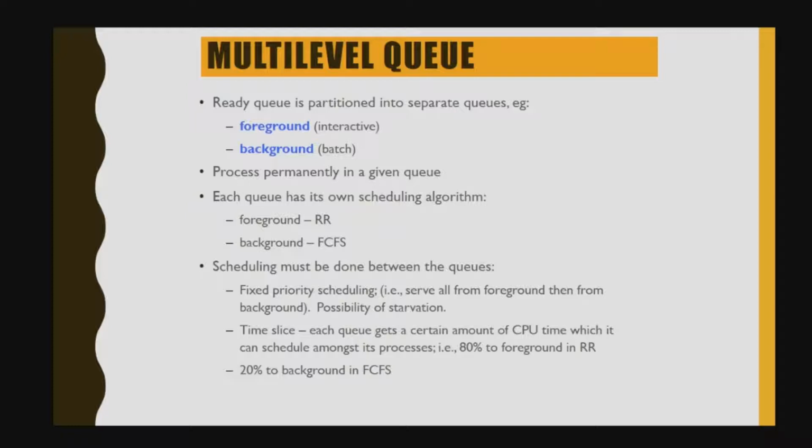So scheduling must be done between the queues. First, fixed priority scheduling means serve everything from the foreground first, then from the background. Foreground first, then background, so the possibility of starvation can exist at this part. Then time slice: each queue gets a certain amount of CPU time, which it can schedule among its processes. For example, 80% to the foreground in round robin and 20% to the background in first come first serve.